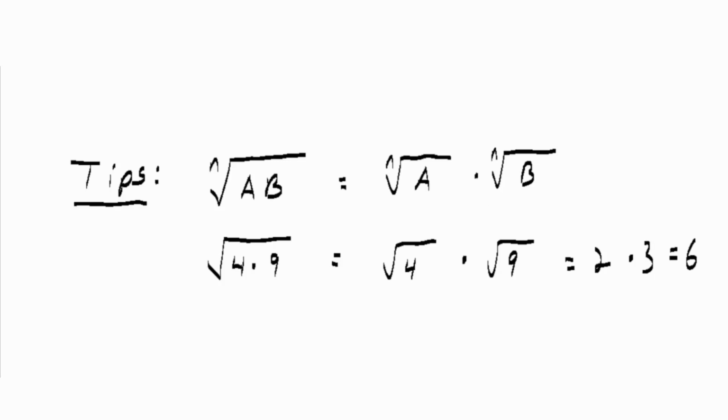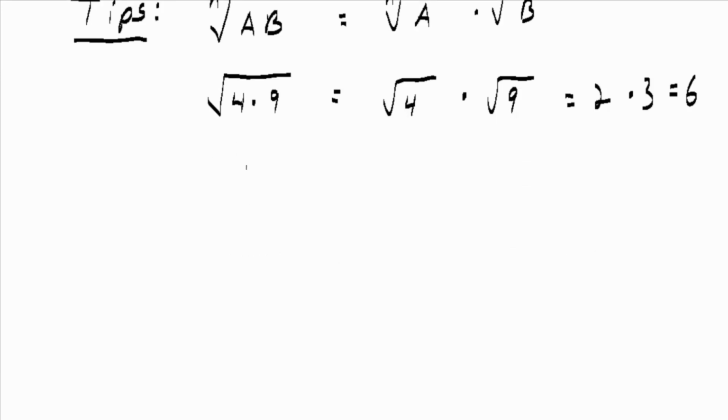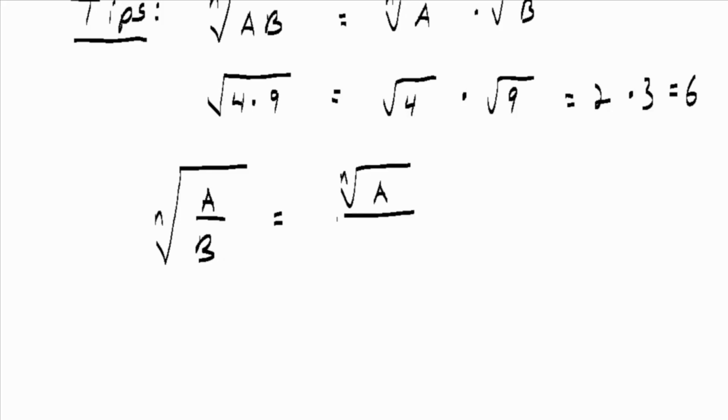And it works, by the way, for division as well. If you take the nth root of a divided by b, that's the nth root of a divided by the nth root of b. The nth root splits up over division.